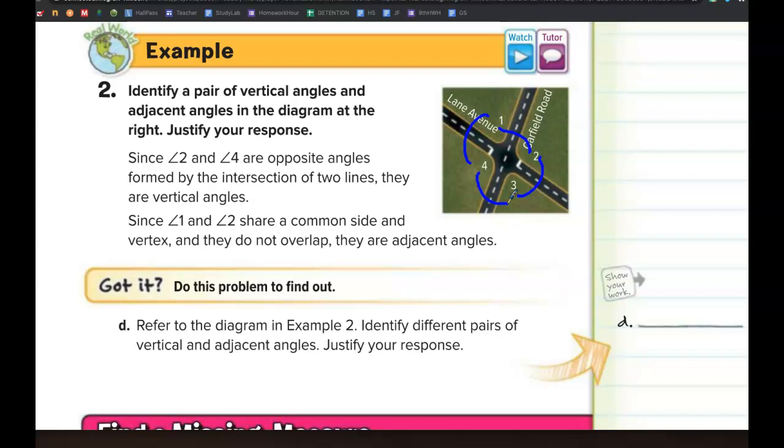Vertical is eye partner, adjacent is elbow partner. Adjacent. Oh, I thought you said like adjacent. Oh no, adjacent. Sorry. Questions? Okay, that is it for my station.